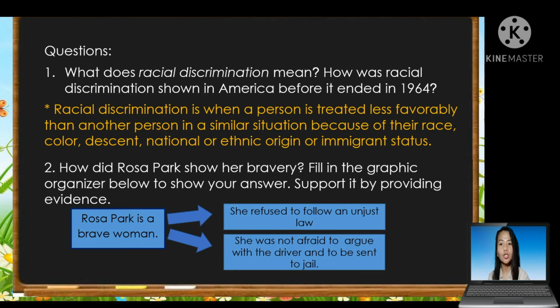Next question, number two. How did Rosa Parks show her bravery? Fill in the graphic organizer below to show your answer. Support it by providing the evidence. Rosa Parks is a brave woman. How are you going to prove that Rosa is truly a brave woman based from the passage that you have read? Yes, the first one, she refused to follow an unjust law. And then, the second one, she was not afraid to argue with the driver and to be sent to jail.